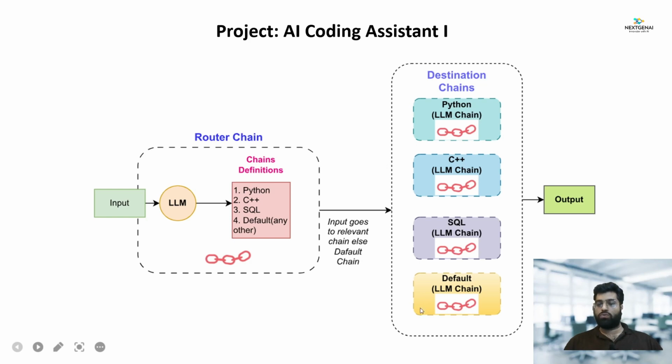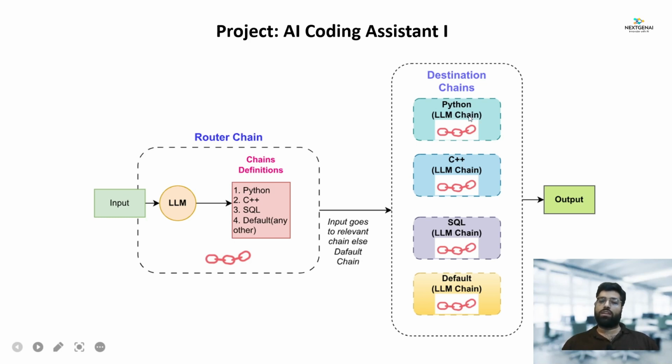Here we have the actual destination chains, while in the router chain we have only the definitions of these destination chains. The actual chains are the Python chain, C++ chain, SQL chain, and the default chain. These are all LLM chains from LangChain. You can also place other kinds of chains, like the sequential chain or the SQL chain, inside these destination chains, but we are only using the LLM chains from LangChain.